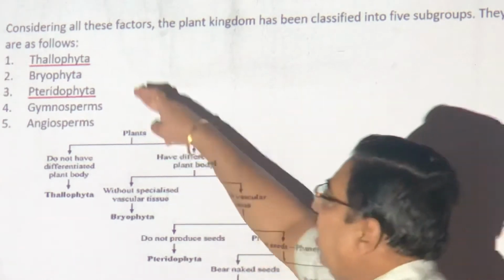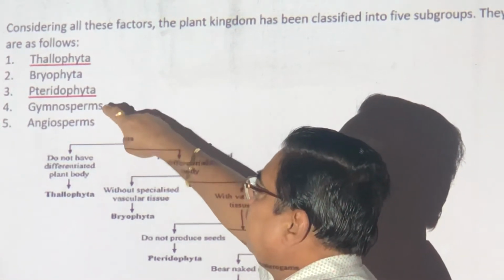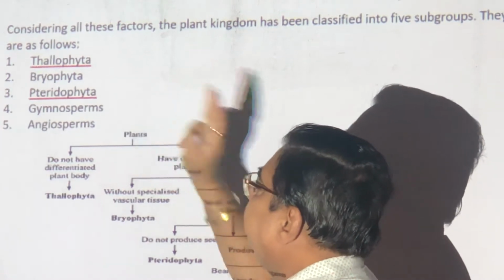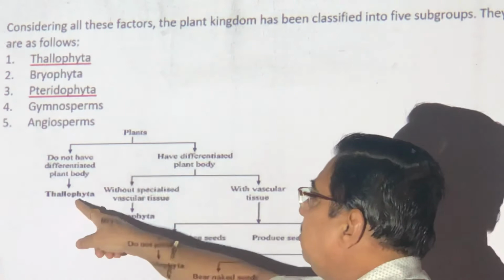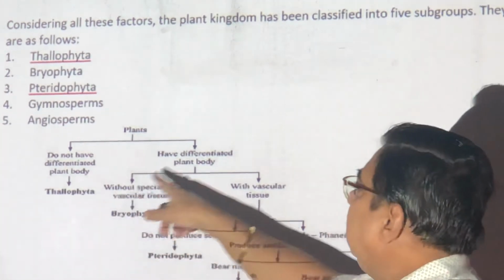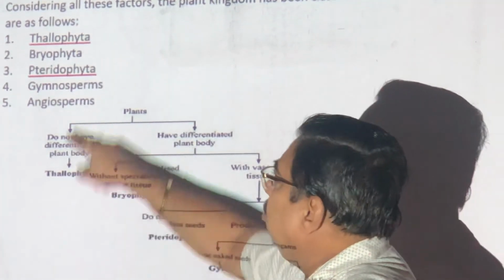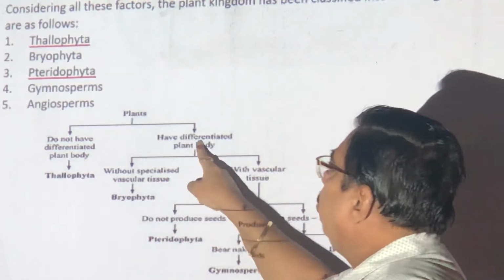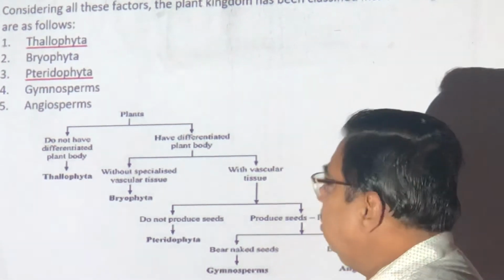So we have got 5 now: Thallophyta, Bryophyta, Pteridophyta, Gymnosperm, Angiosperm. Now only 5. So let's see. Plants either do not have a body, meaning they don't have root, stem, leaves, or they have a body, where root, stem, leaves are present. Without are thallophytes, first one. With, we will ask, do you have xylem and phloem for water and food?